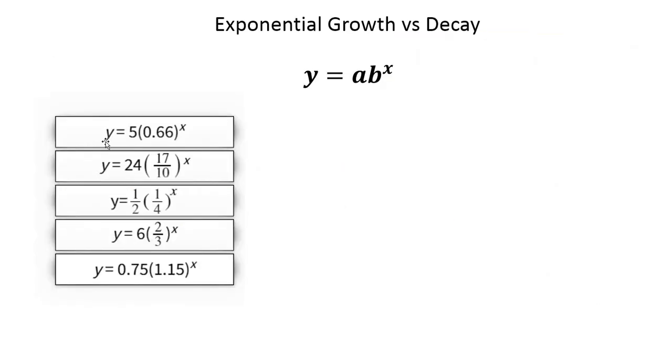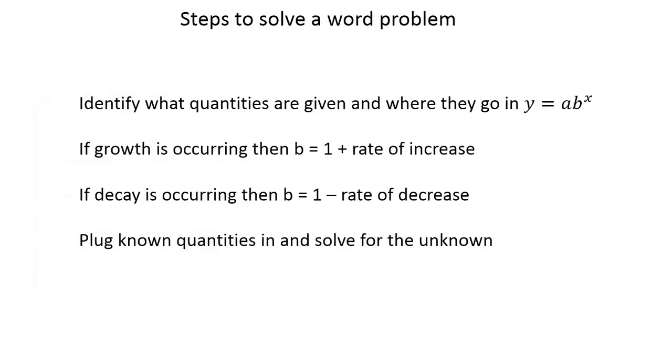Okay? Now, quick review as well, identifying growth versus decay. Remember, it's all about this b value. Bigger than 1, it's growth. In between 0 and 1, it's decay. So what's this? Can you see it? Decay, growth, decay, decay, growth. That's all you have to look at, okay?